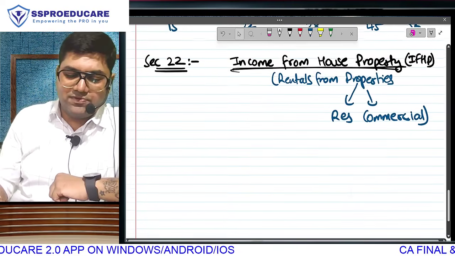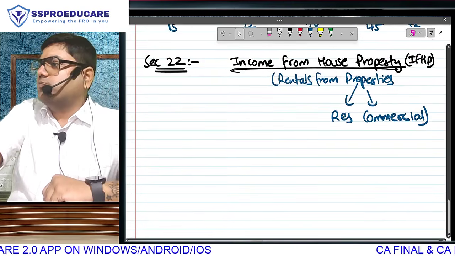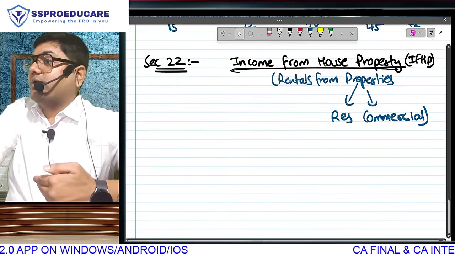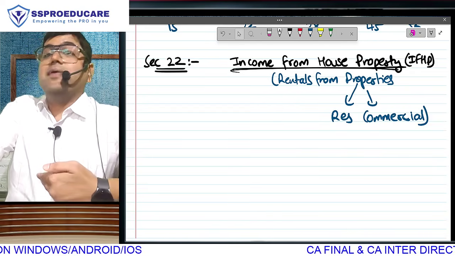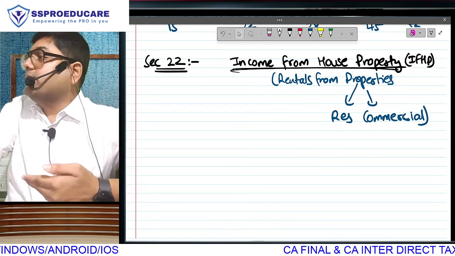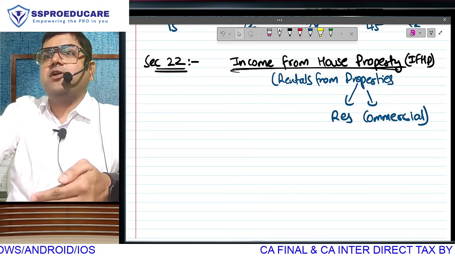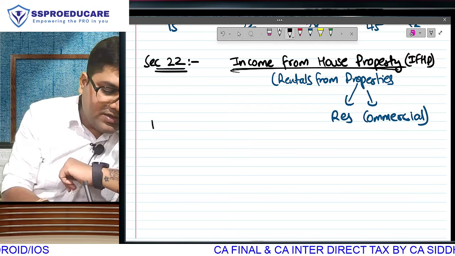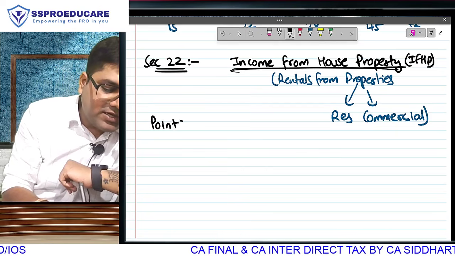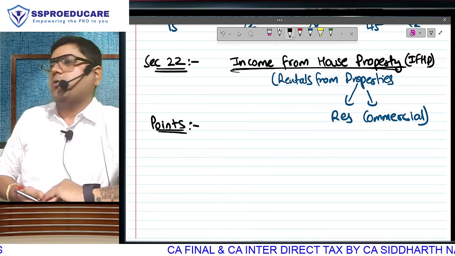So house property is what we will focus on right now. Charging section of house property. The more you participate, the more effective we will be here. House property's charging section is 22. You will pay tax on rental income here. Rental income from residential property or commercial property? Both. But before we start learning the calculation, there are some introductory points about income from house property that you should be aware of.